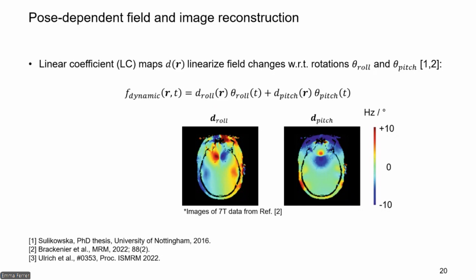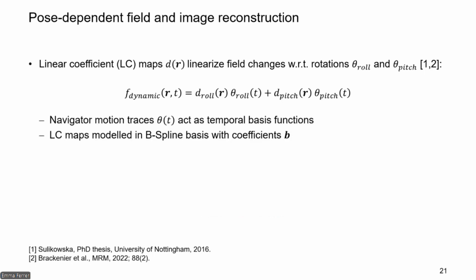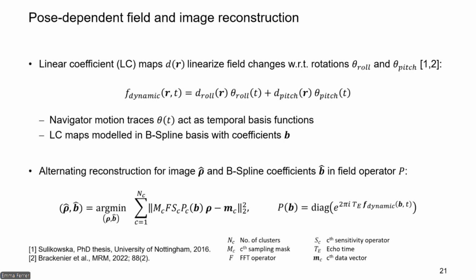And the second part I would like to talk about before showing you some results is the pose-dependent field and image reconstruction model. We adopt the linear coefficient map model by Sulikowska et al. That linearizes the field change per voxel with respect to the rotations against the main field, so roll and pitch, so that you split up your spatio-temporal field dynamics into two maps that just depend on space, and the rotations, and those rotations we get from the navigation methods. The others we have to estimate, which we do in B-splines.